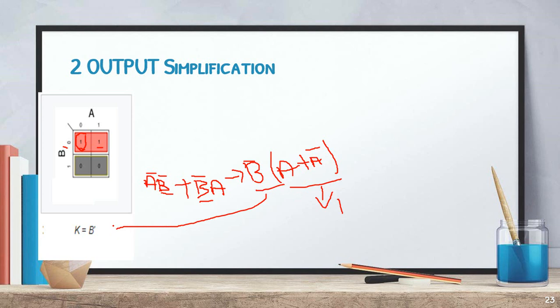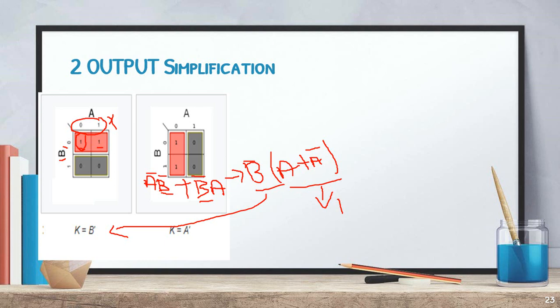We can directly take this answer here, whichever group is there. If 0 and 1 are there, we can cancel that variable and only take the one which is common. This method we can use. This is a simple method to get the part.